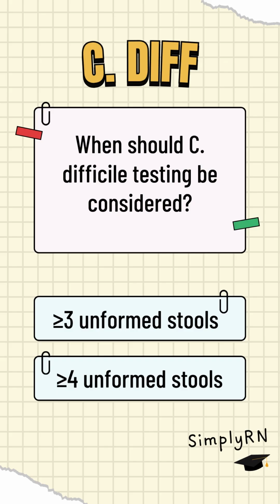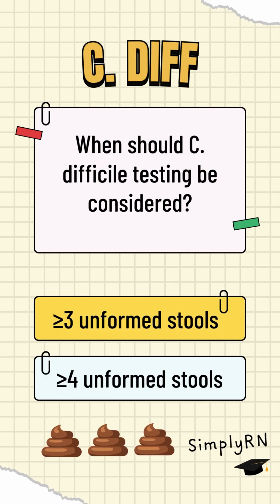When should C. difficile testing be considered? In patients with 3 or more unformed stools within 24 hours. Testing should only be performed on patients with unexplained diarrhea.